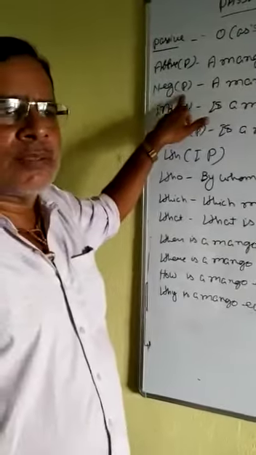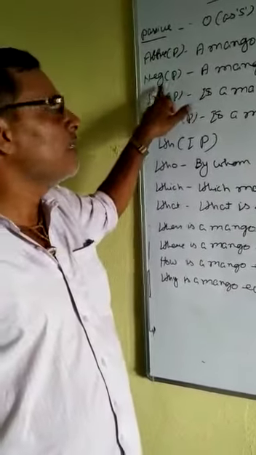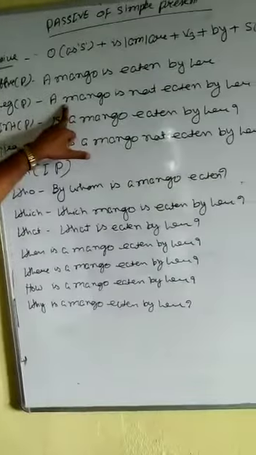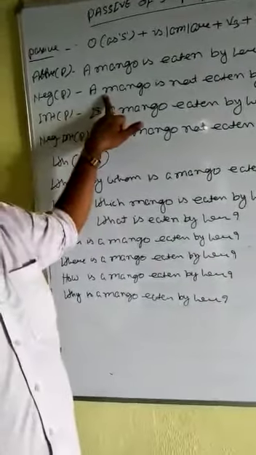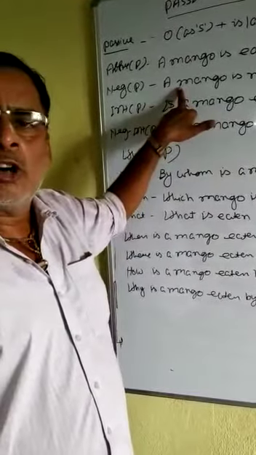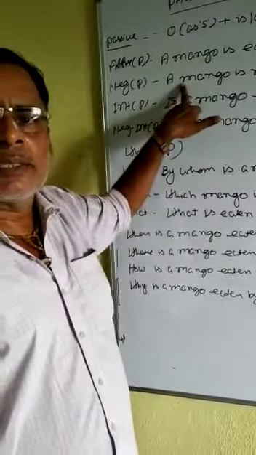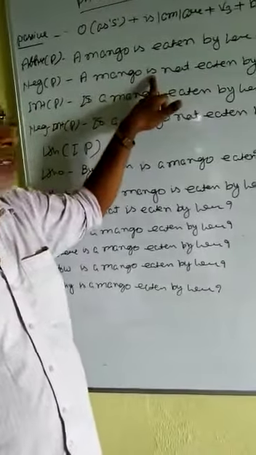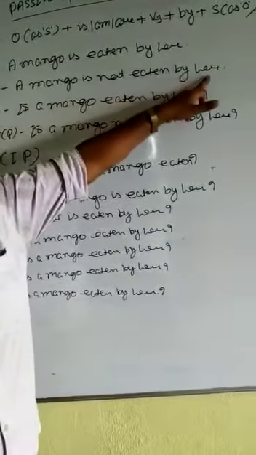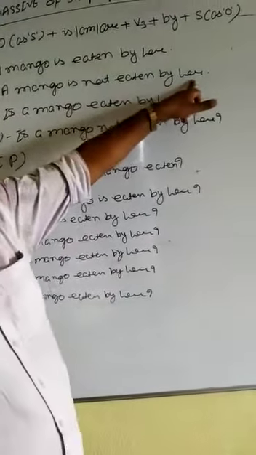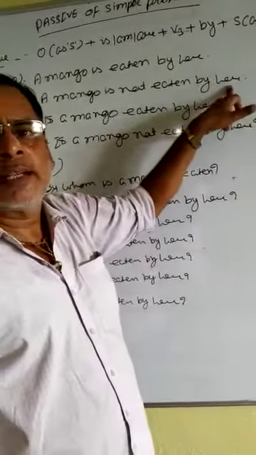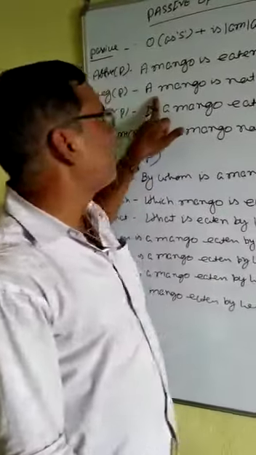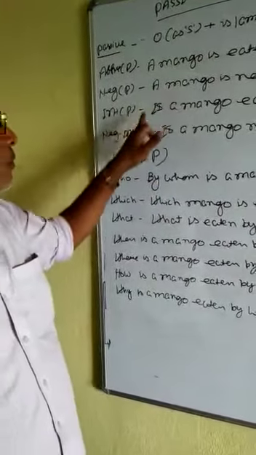Negative passive means a negative sentence is changed into passive, then the sentence will be a mango is not eaten by her. Here a mango is the object of active voice, but here it has been used as subject in passive voice. Here her is the object, and in active voice the subject is she. So she is transferred into her. So the sentence is a mango is not eaten by her.